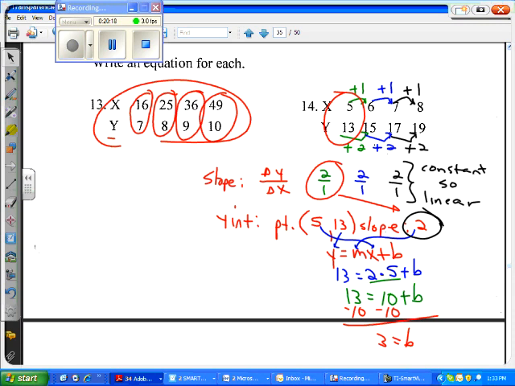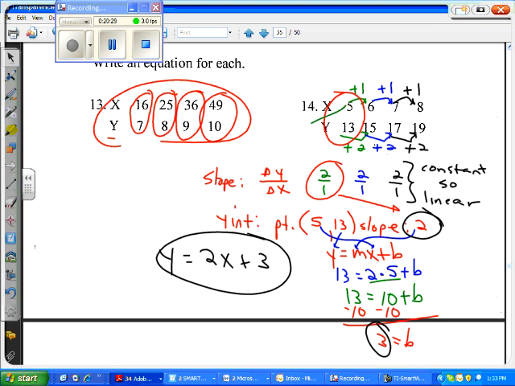We have the slope and the y-intercept. So our equation is y equals slope 2 times x plus y-intercept 3. Again, we could test points, plug in a 5, 2 5s are 10, plus 3 is 13, so it worked out, and you could check the rest and they would work out also.